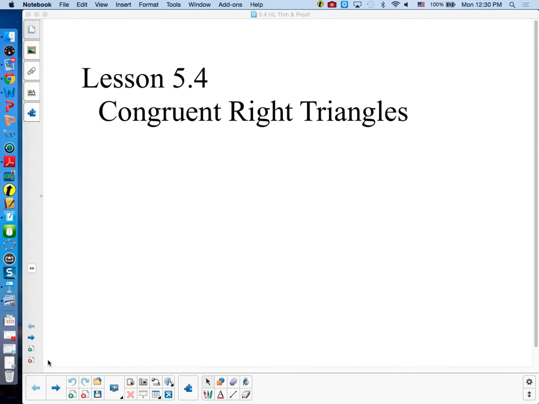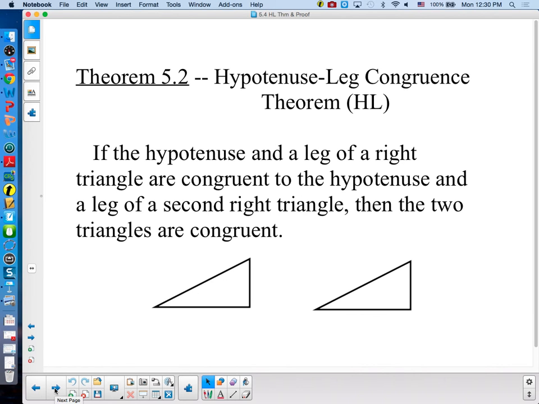All right, congruent right triangles. The last relationship is called the hypotenuse-leg congruence theorem. If the hypotenuse and a leg of a right triangle are congruent to the hypotenuse and leg of a second right triangle, then the two triangles are congruent.